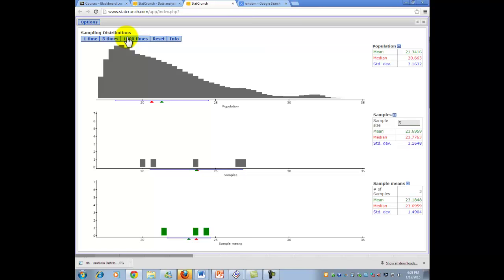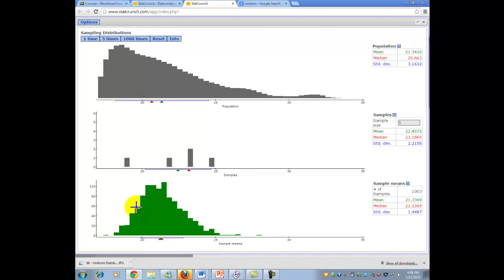So let's speed this up. You can see I did this 1,000 times. Actually, we've done it 1,003 times, because we did it 3 times individually. Let's take a look. Again, remember that the mean here was 21.34 years of age. Look at the mean here, 21.33, pretty darn close. The standard deviation up here was just over 3 years of age, and down here it's just under a year and a half. So the spread of this data is considerably smaller. You can see it's widely spread out here, but in this distribution it's a little smaller.